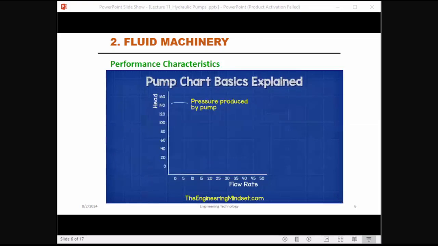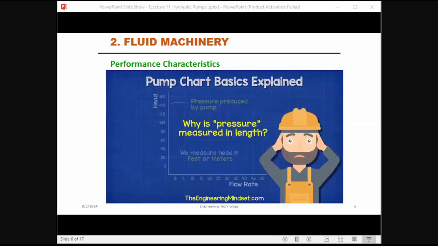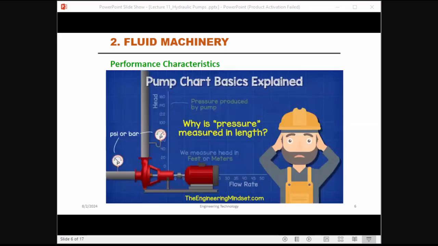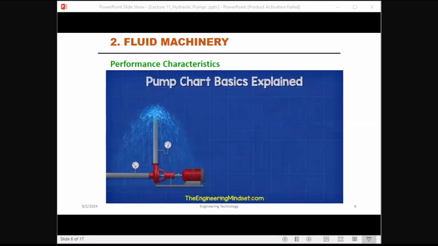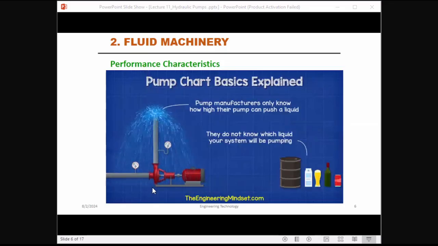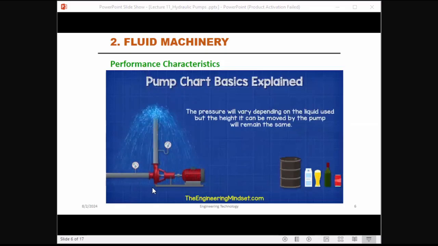Head is shown on the vertical axis, and this is referring to pressure, so we often hear the term head pressure. We measure head in feet or meters, which doesn't seem correct considering we're talking about pressure, especially as you see the pressure gauges on the pump typically reading PSI or bar. The reason for feet or meters is that pump manufacturers only know how high their pump can push a liquid. They do not know which liquid your system will be pumping, and as each liquid has different properties, the pressure will vary depending on the liquid used.